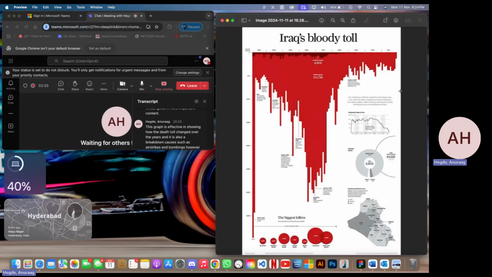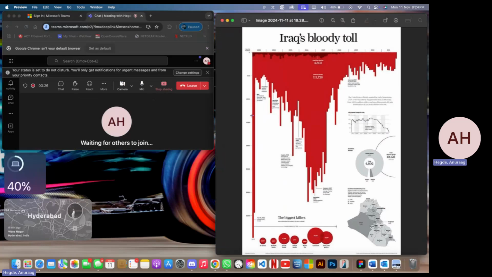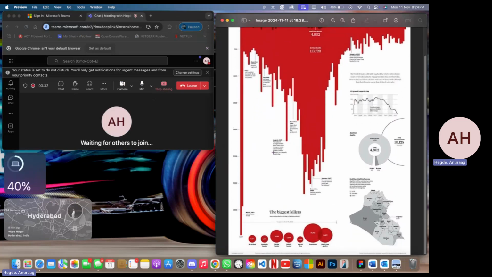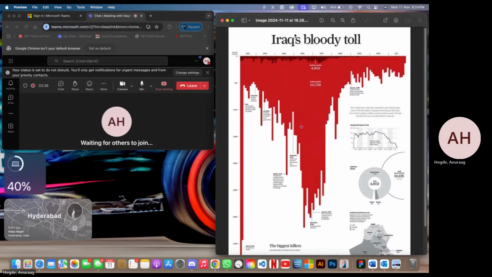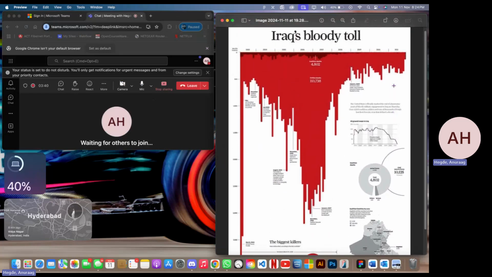However, there are some challenges. The large red areas, while impactful, can exaggerate trends, and the design is a bit complex, making it harder to pinpoint exact numbers. The intense red color is emotionally powerful, though at times it might feel more overwhelming than purely informative.